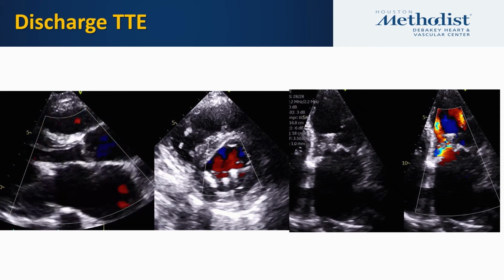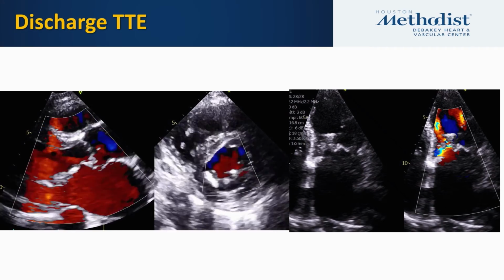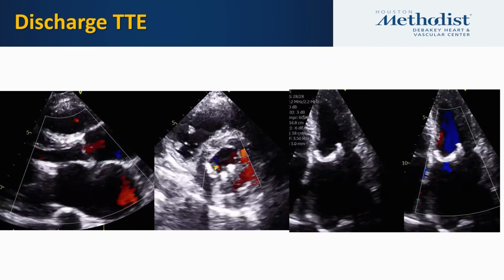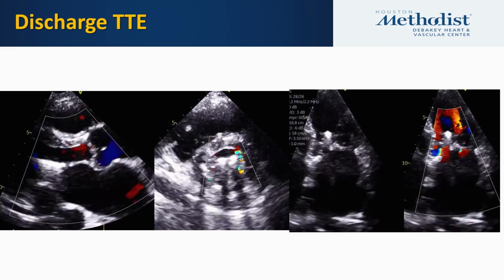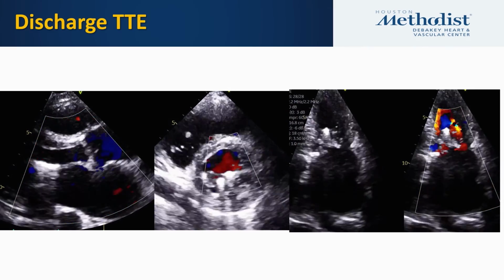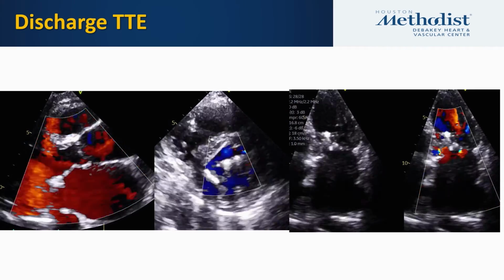This is our discharge transthoracic echo. Again, you can see on the left the parasternal long axis with color. There is no residual mitral regurgitation. Ejection fraction is preserved. In the middle, you can see the short axis of the mitral valve with the 2 clips in the middle.